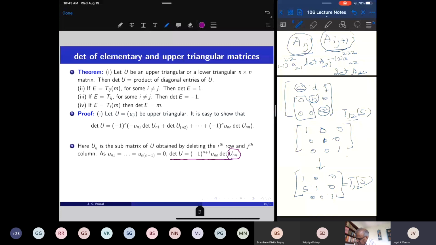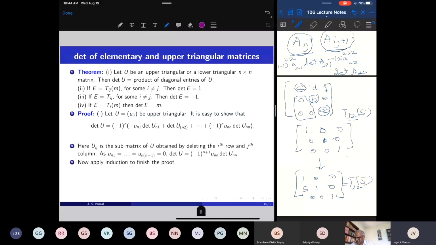So unn came out, and when I apply determinant to the smaller matrix, there will be a sign, and un-1,n-1 will come out. That is the n minus 1, n minus 1 entry of U. So now these signs have to be taken care of, and I leave it for you to think about this, that the signs will all multiply to 1. So determinant of an upper triangular matrix is the product of the diagonal entries.